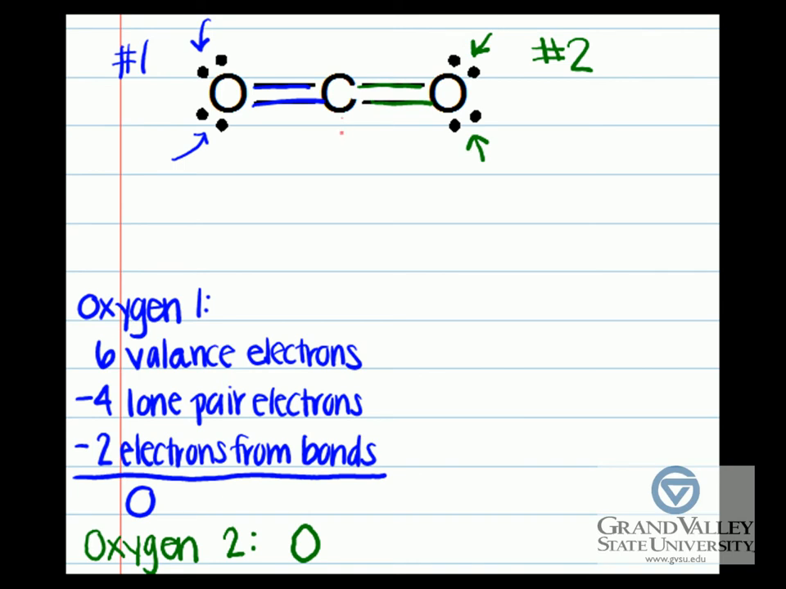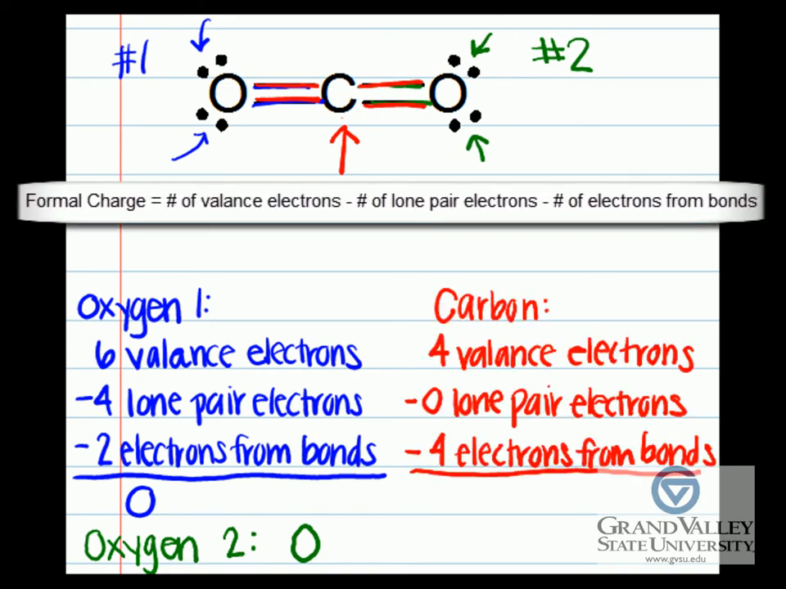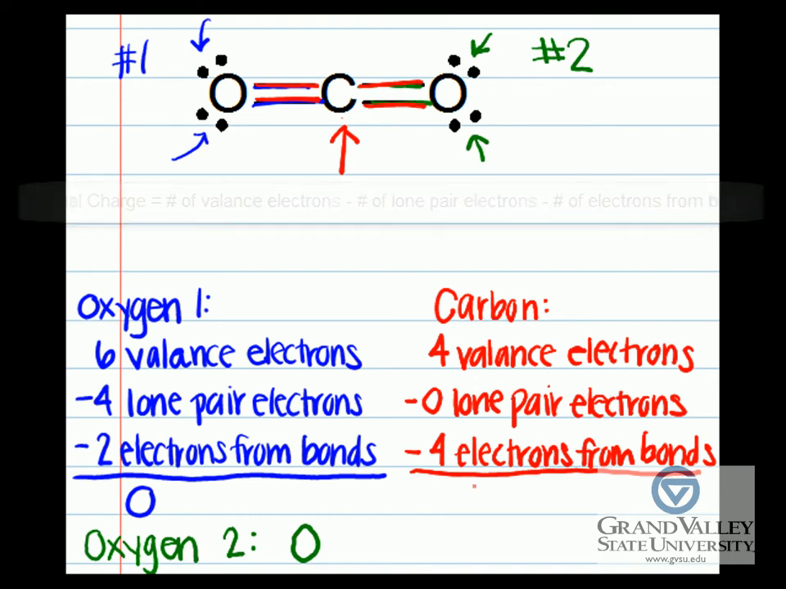The next atom is the carbon atom, which has 4 valence electrons. In this diagram, it has no lone pair electrons and 4 bonds. In the calculation for carbon's formal charge, we have 4 valence electrons minus 0 lone pair electrons minus 4 electrons from bonds equals a formal charge of 0. There are no formal charges on any of the atoms in this Lewis structure of carbon dioxide.